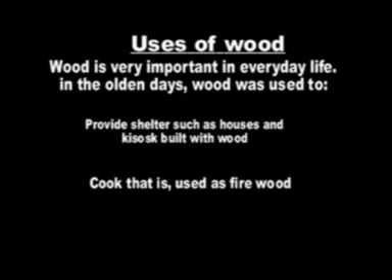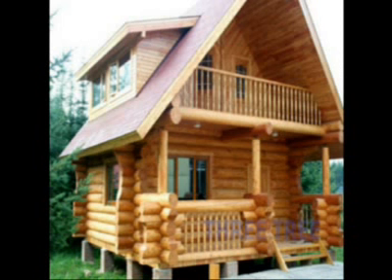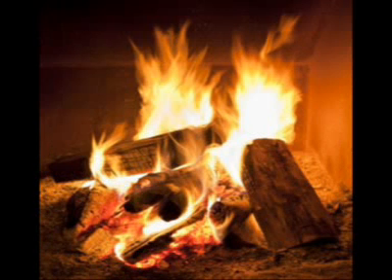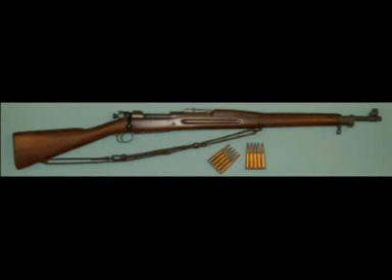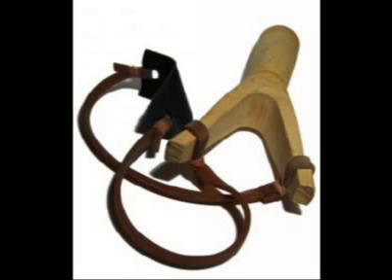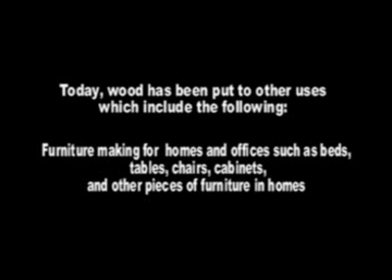Use of wood. Wood is very important in everyday life. In the olden days, wood was used to provide shelter such as houses and kiosks built with wood, as you can see on your screen. To cook, that is used as firewood, as you can see. To construct hunting instruments like bow, gun, catapult, and so on, as you can see the images on your screen. Used as a chewing stick, as well as toothpick.